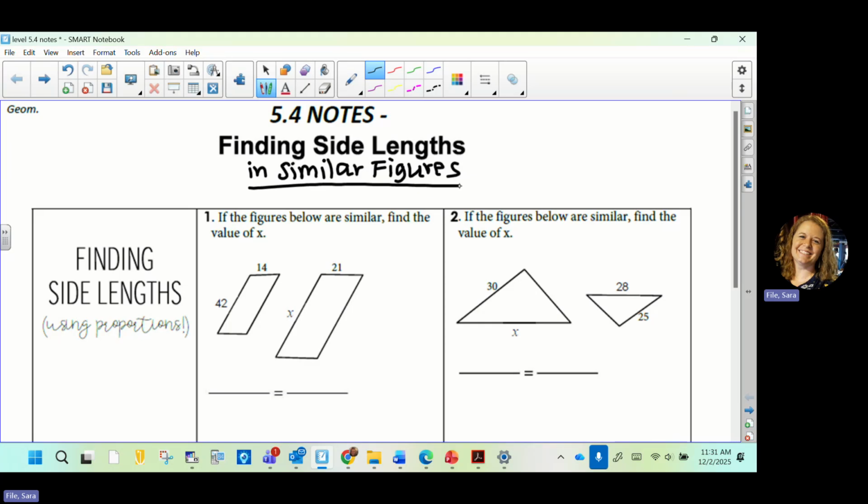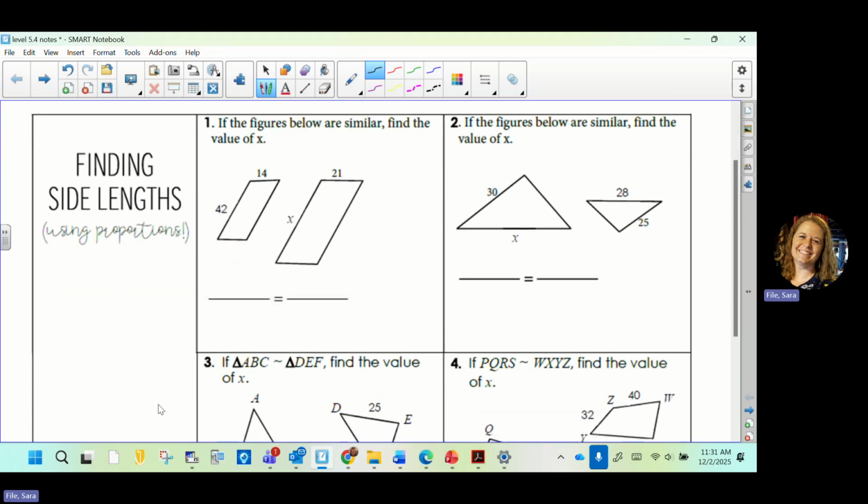And we said that similar figures have congruent angles. The corresponding angles are the same, and the corresponding sides are proportional. So that's what we're going to use here, is we're going to use proportions. So finding side lengths using proportions. Okay, so I'm going to write out here on the left the steps that we're going to do, and then we're going to do them as I talk about them.